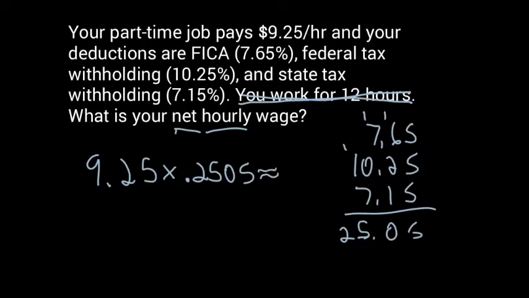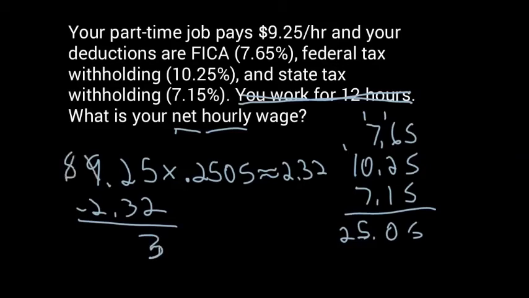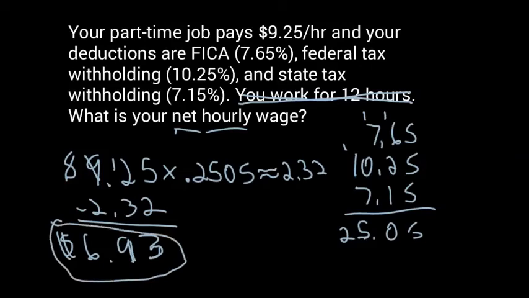I rounded there, which you need to do. And then you take that away from your original $9.25. Again, I'm doing this by hand. You can use a calculator. And so I get a net hourly wage of $6.93. So remember, your net hourly wage is your hourly wage minus your deductions.